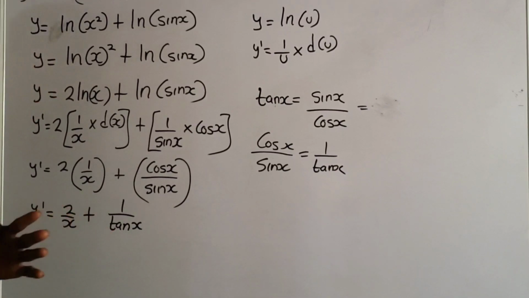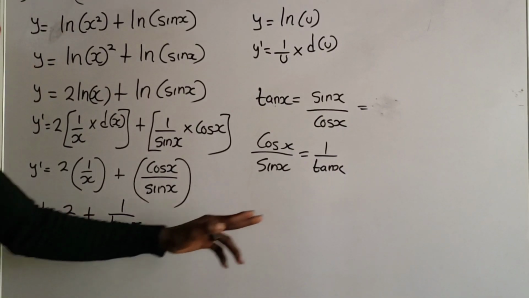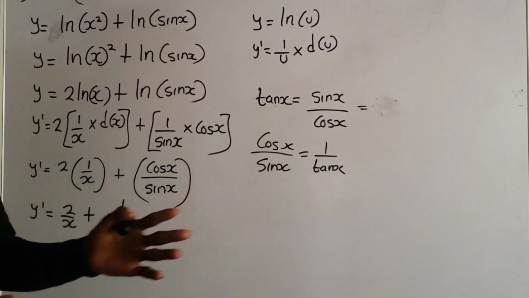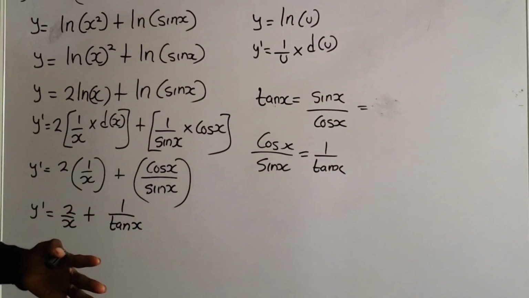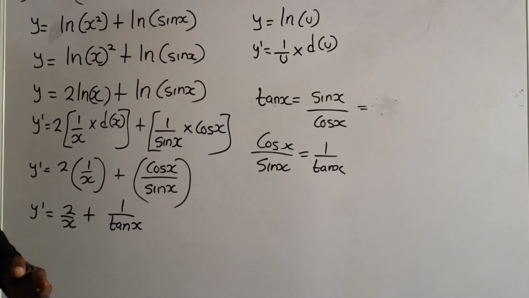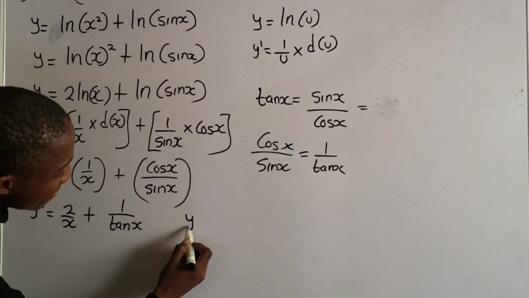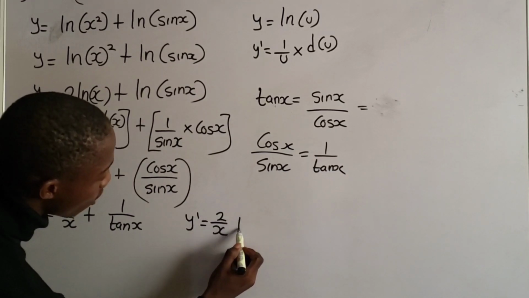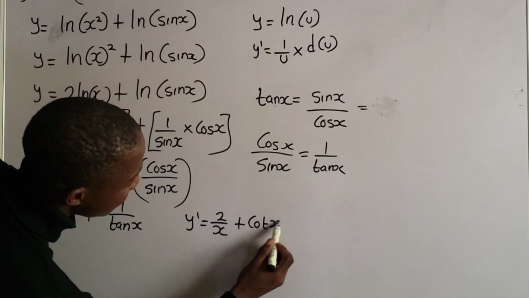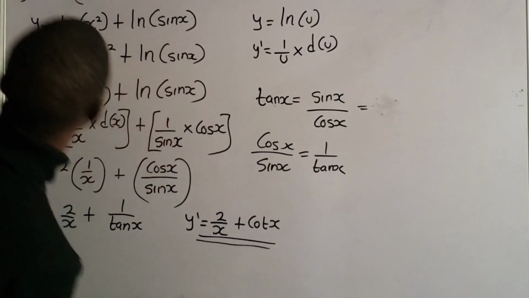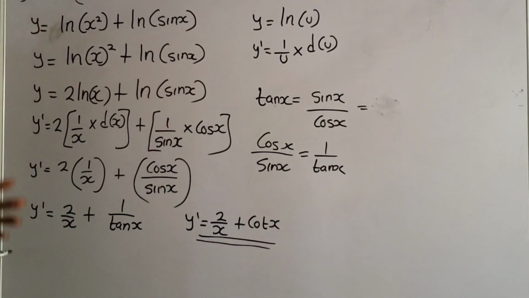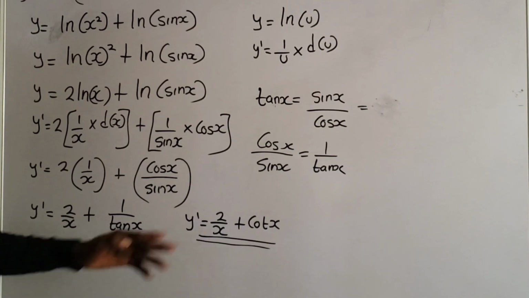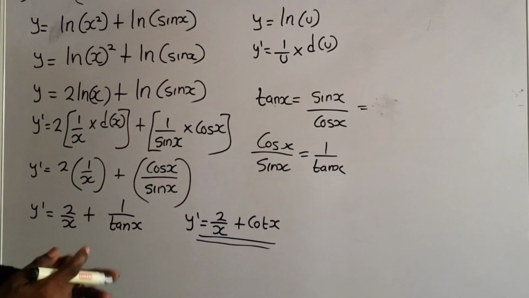Also, from your basic trigonometry, 1 over tan x is the same thing as cot x. Are you getting this? 1 over tan x is also the same thing as cot x. So the derivative of y is equal to 2 all over x plus cot x. So the derivative of the natural log of x squared sine x is 2 all over x plus cot x.